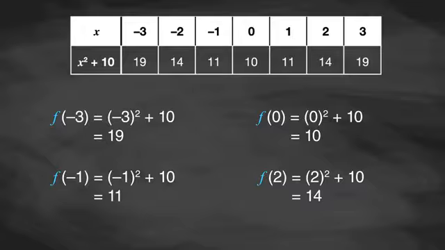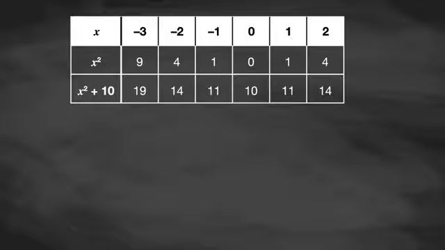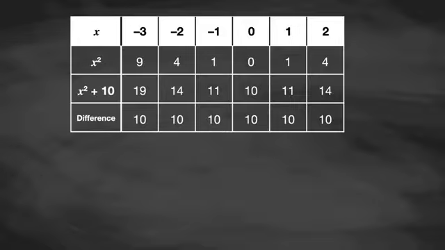Using the expression x squared plus 10, we can evaluate a few negative and positive x values and analyze the results compared to x squared in a table of values. Remember, each value of the table is found by substituting x values into the quadratic expressions. If we add a row to the table with the values of x squared at the same x values, we can look for a pattern in how the values change. Every y value for x squared plus 10 is 10 greater than every y value of x squared.